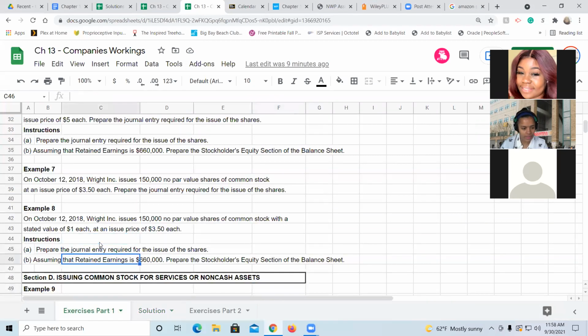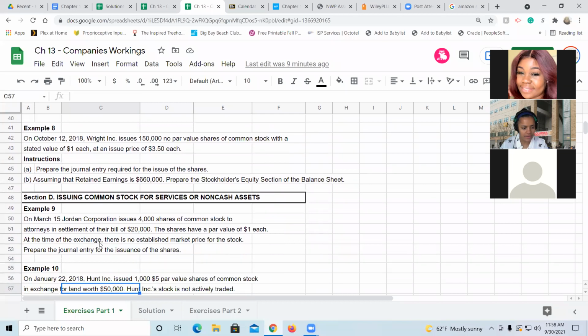Okay, so it's exercise 9 onwards, if you printed out the stuff or you have it somewhere, that we're doing the issuing common stock for services or non-cash assets. So let's see what this holds for us. Example 9, on March the 15th, Jordan Corporation issues 4,000, that's the number of shares, of common stock. It's not a dollar amount.